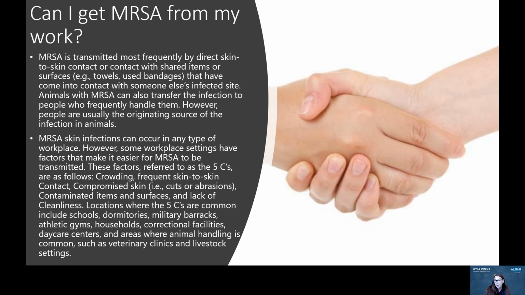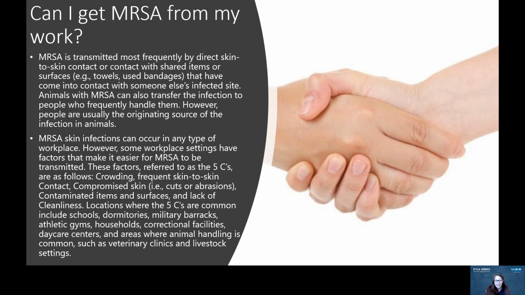Can I get MRSA from my work? MRSA is transmitted most frequently by direct skin-to-skin contact or contact with shared items or surfaces, for example towels or used bandages, that have come into contact with someone else's infected site. Animals with MRSA can also transfer the infection to people who frequently handle them. However, people are usually the originating source of the infection in animals.